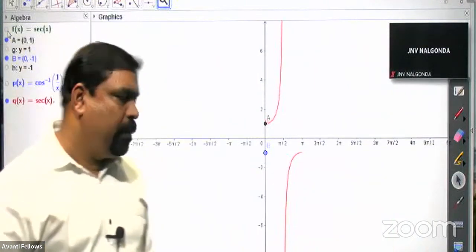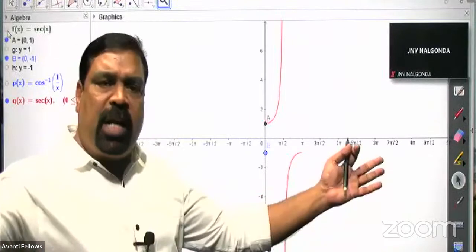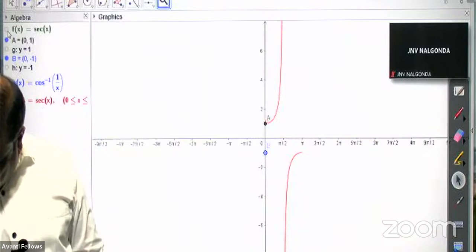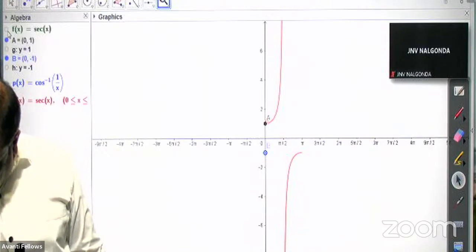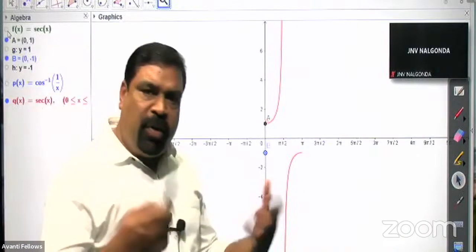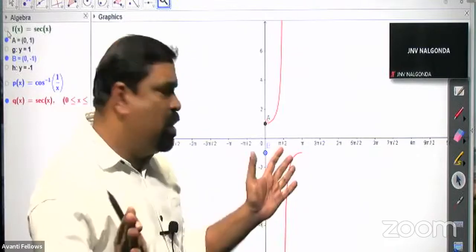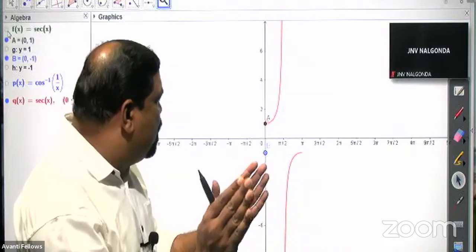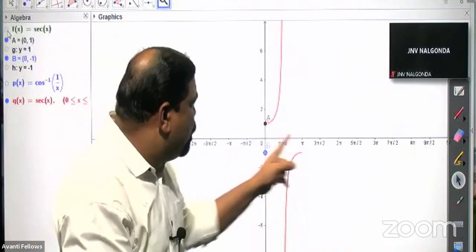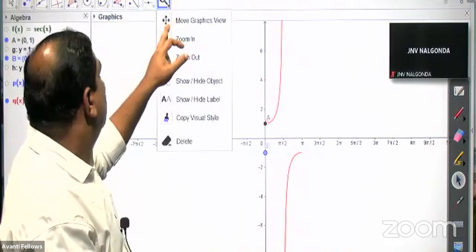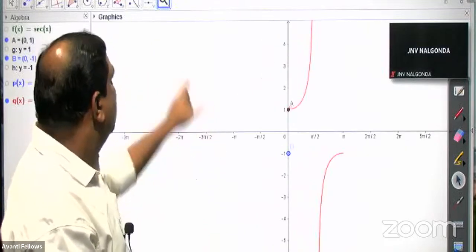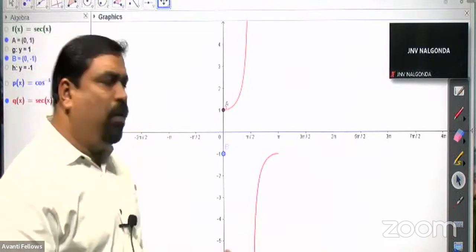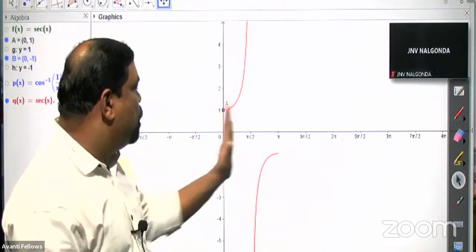So this is the interval. All the remaining portions I have deleted to make it a one-one function. So which interval have I taken? 0 to pi. The interval I have taken is 0 to pi.